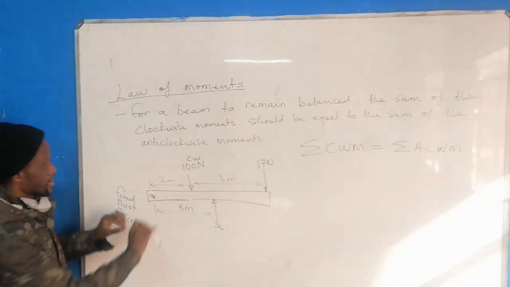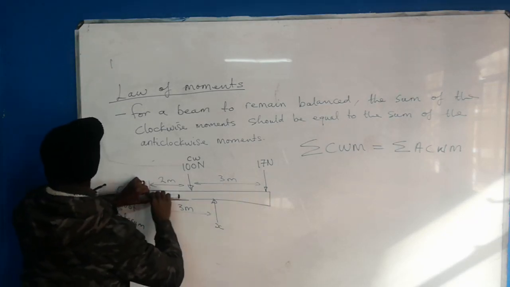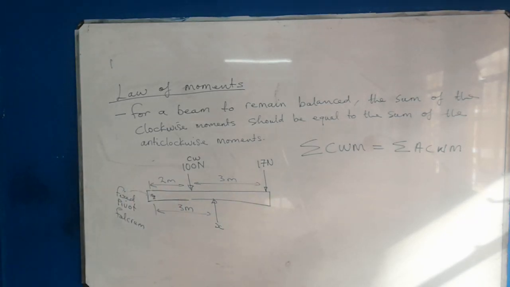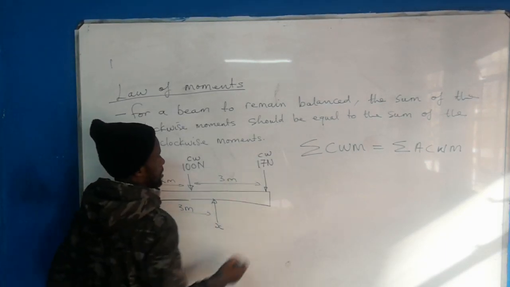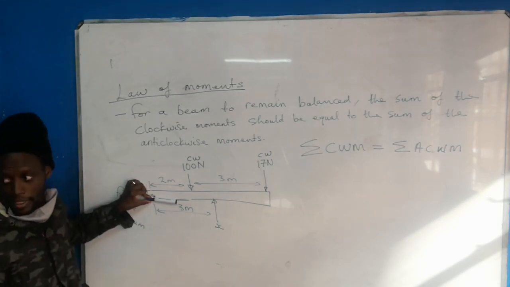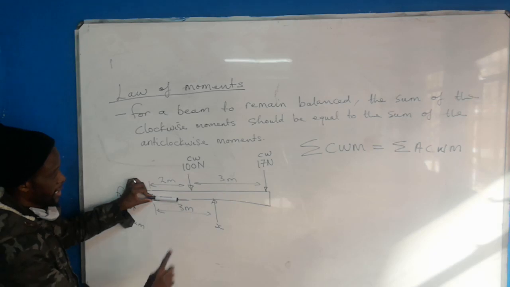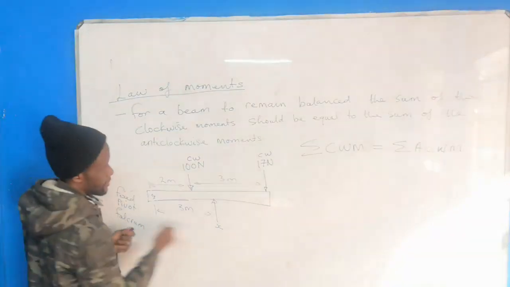When we go to the 17, 17 is pushing in that direction. Keep in mind your arrows to spin in that direction. You see this one is clockwise. When you look at X, we don't know the value of X, but at least we know the direction. When X pushes in this direction, this will be which direction? Anti-clockwise.